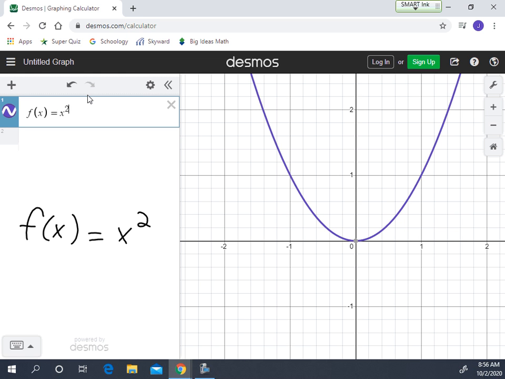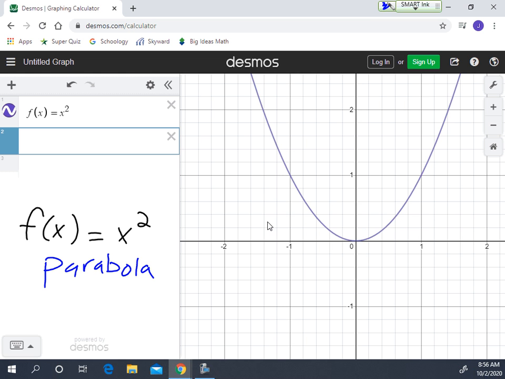See how it's a horseshoe-shaped graph. It's called a parabola. Look at the characteristics of this graph. It's starting at 0 and it's going up in both directions, positive and negative.